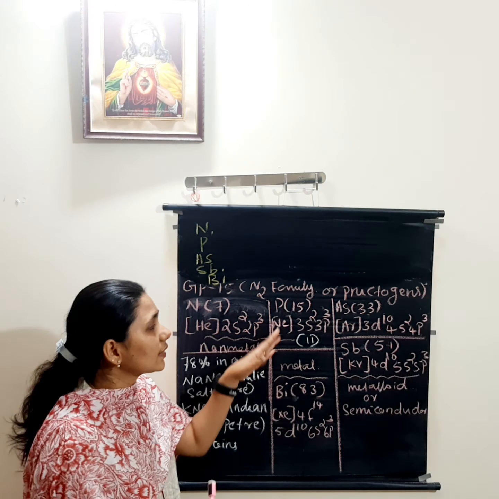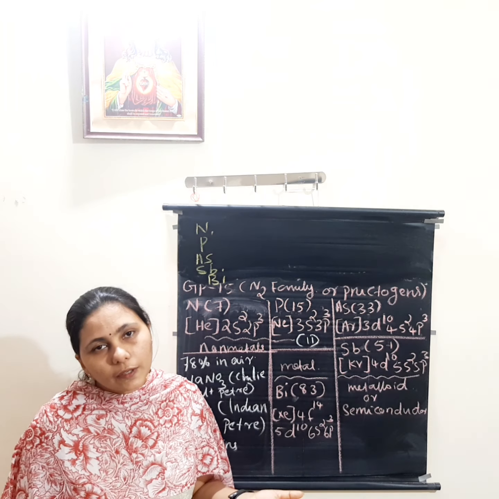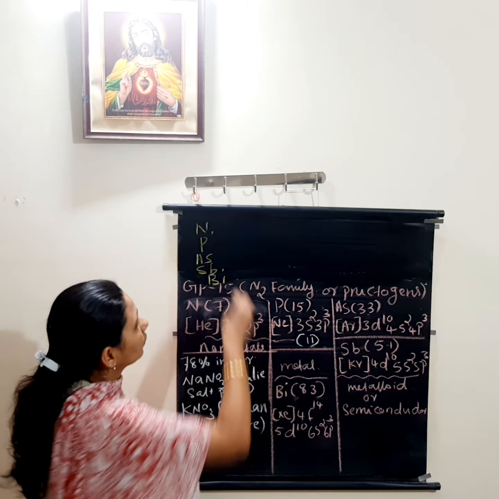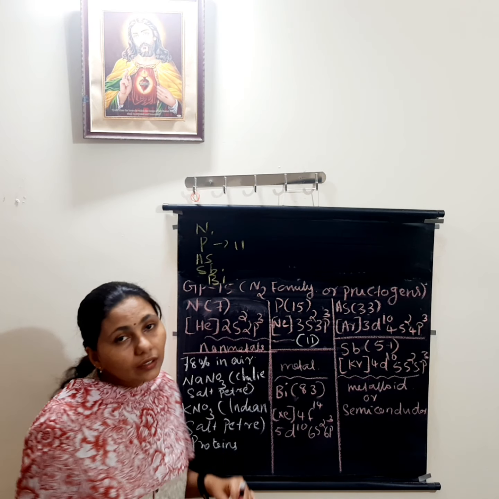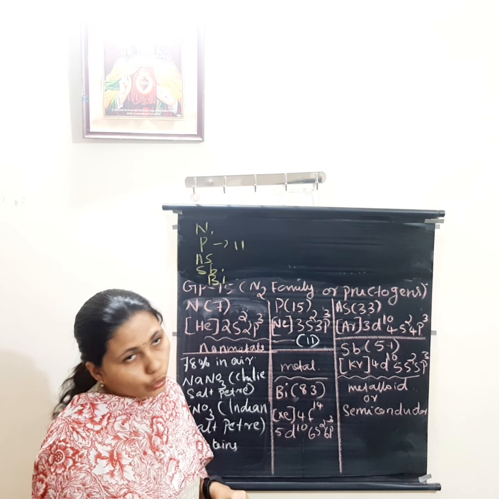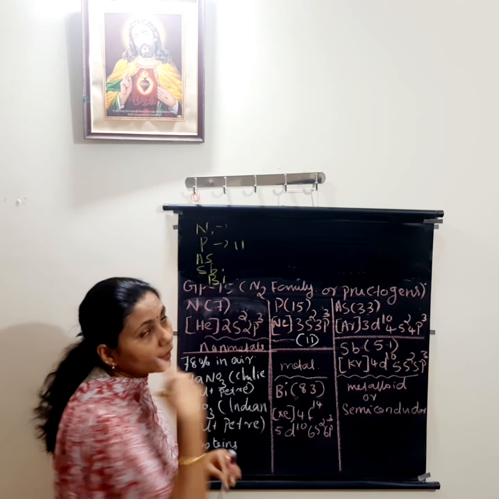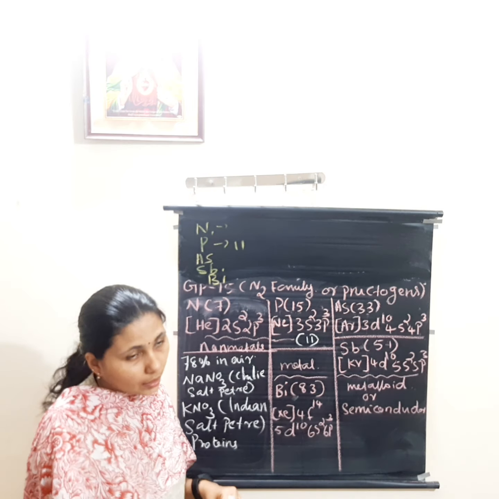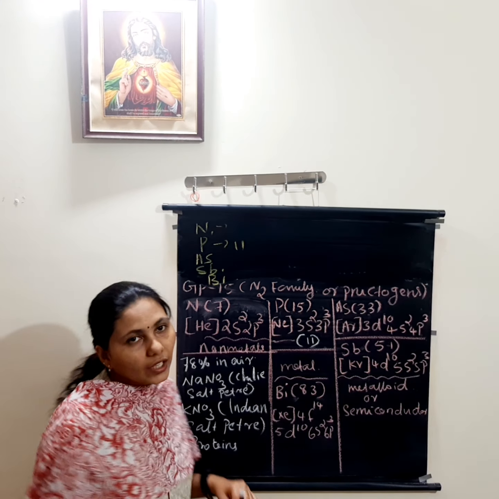Next we are moving to phosphorus. Phosphorus means it is the 11th element in earth crust. Since nitrogen is the most abundant gas in the atmosphere, and phosphorus is the 11th element in which one?